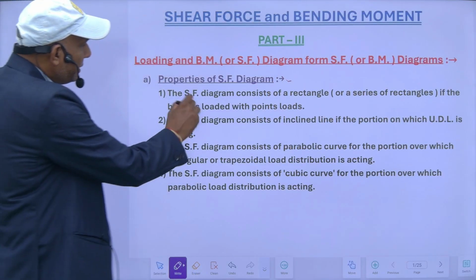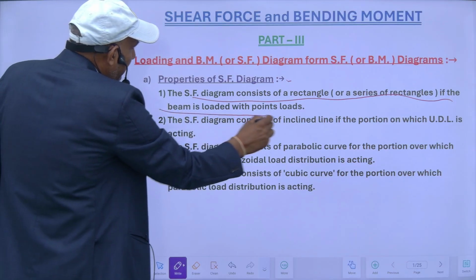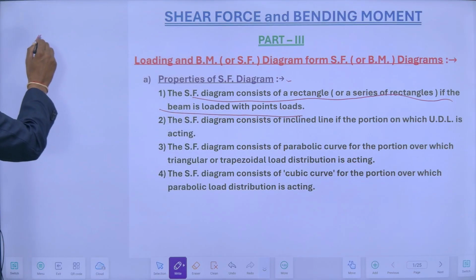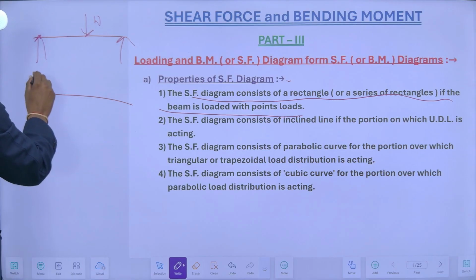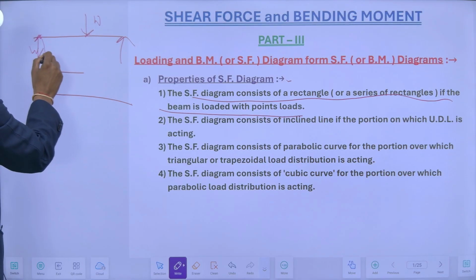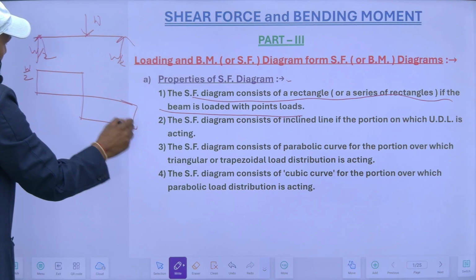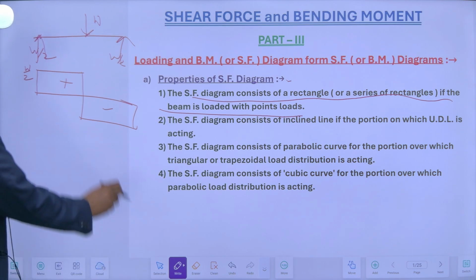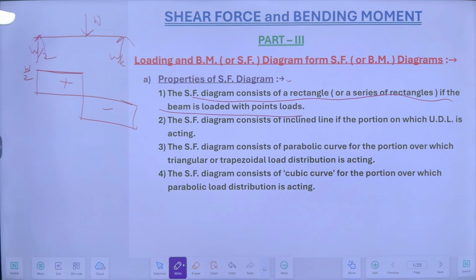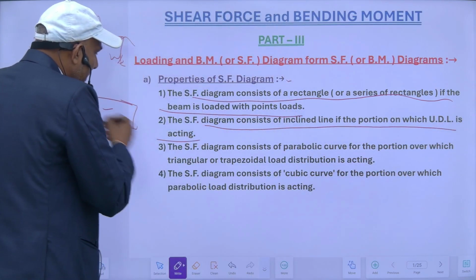The shear force diagram consists of a rectangle or a series of rectangles if the beam is loaded with a point load. Like this is a simply supported beam. The shear force of this will be like this. Reaction will be W by 2, and shear force will be like this. This is plus, this is minus. So in case of a point load or concentrated load, my shear force will consist of a rectangle or series of rectangles.